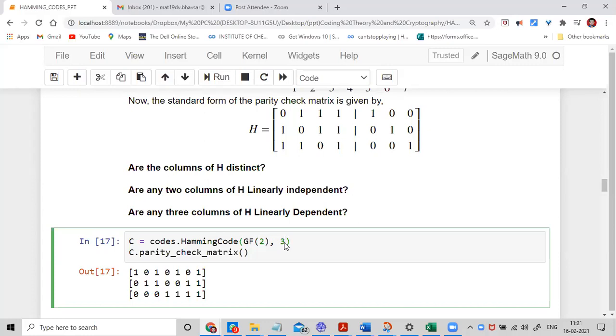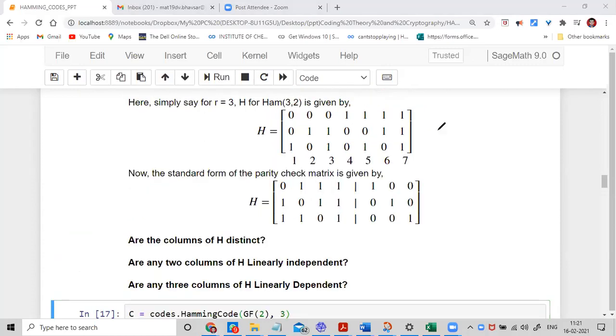We can calculate by the formula 2 to the power r minus 1. Not like that, I'm saying. Suppose you constructed for R equal to 4, how many columns will be there? 15. That is okay. So then what is the size of H? H is a parity check matrix, right? Yes, n minus k cross n, so we'll match it.